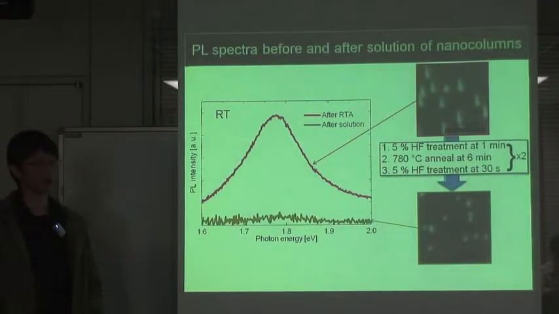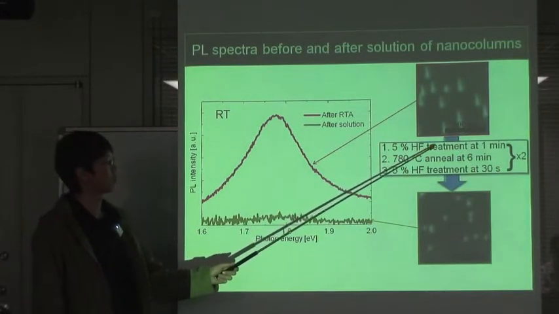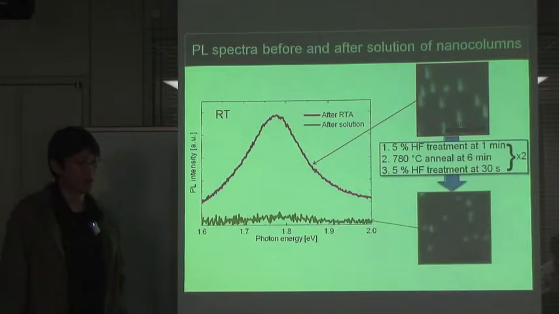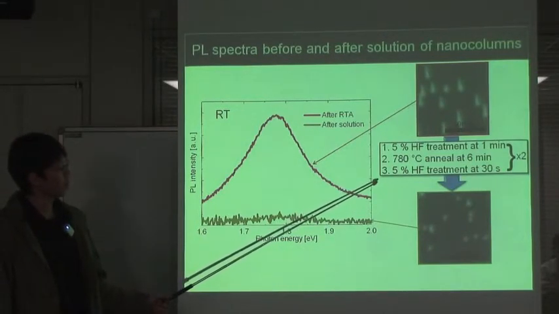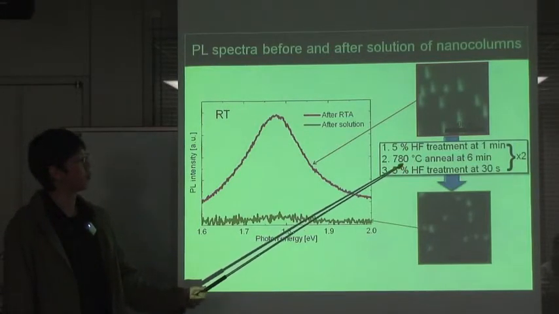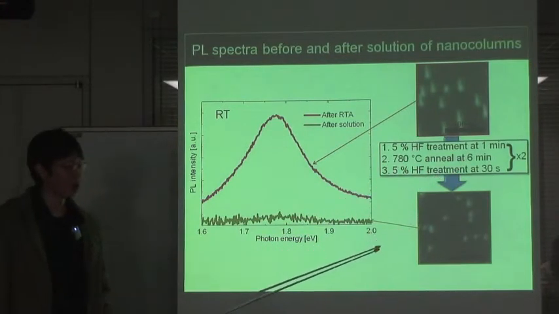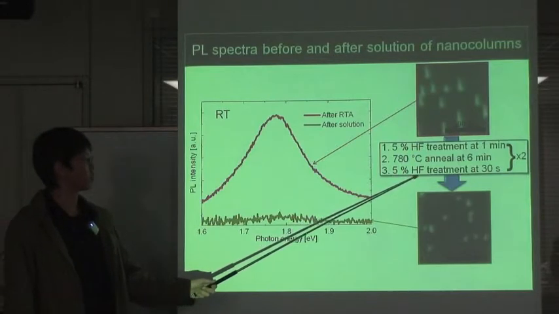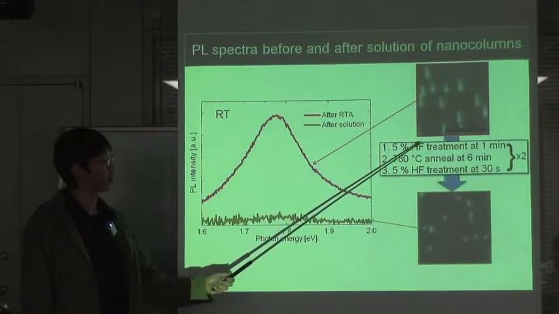To confirm this, we dissolved the silicon germanium silicon nanocolumns. First, we performed a 5% hydrofluoric treatment for 1 minute to remove the natural oxidation layers. And then we annealed the sample at 780 degrees Celsius for 6 minutes and performed hydrofluoric treatment again. We repeated this cycle 2 times.